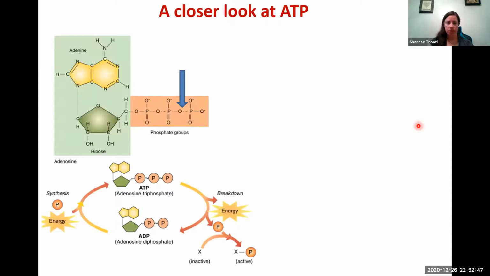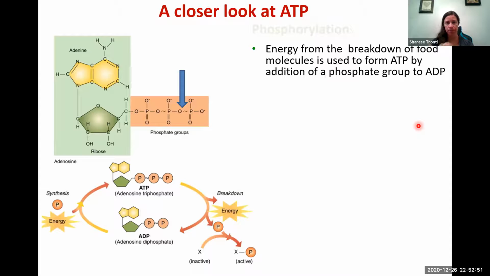All right. Quickly, before we get more into that, we're going to look really quick at ATP. Phosphorylation is the adding of a phosphate to anything, but in what we're talking about right now, we're adding that phosphate to ADP.